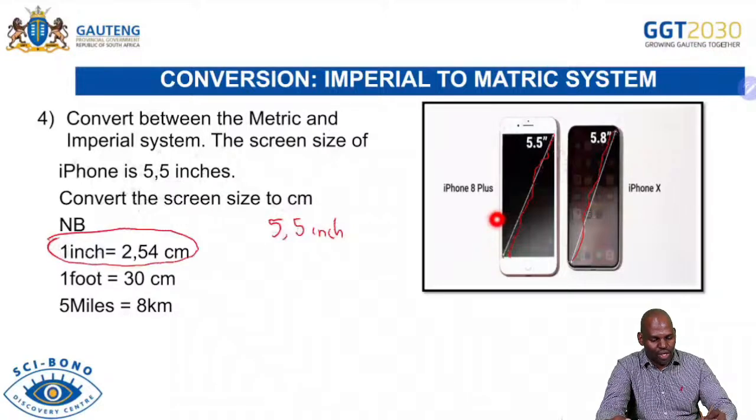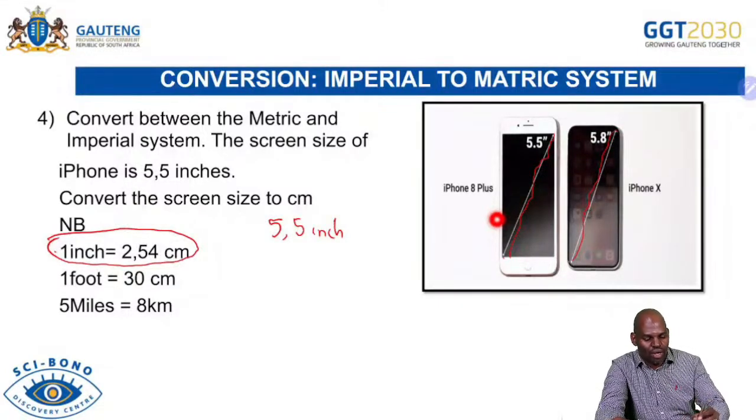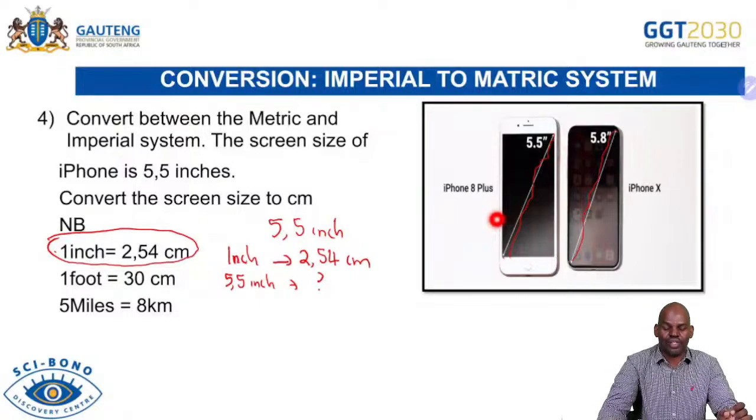Now, if you look at this conversion factor, 1 inch is equal to 2.54 centimeters. So what does that mean? It means if we want to convert from inches to centimeters, we have to multiply by 2.54. But if you had to convert from centimeters to inches, you would divide by 2.54. So this one, we need to multiply. If you are using cross multiplication, you say 1 inch is equal to 2.54 centimeters. But in this case we don't have 1 inch, we've got 5.5 inches, and you are looking for the answer in centimeters.